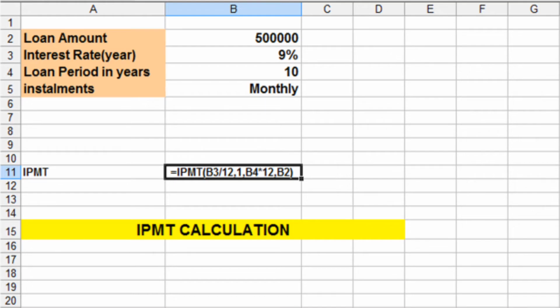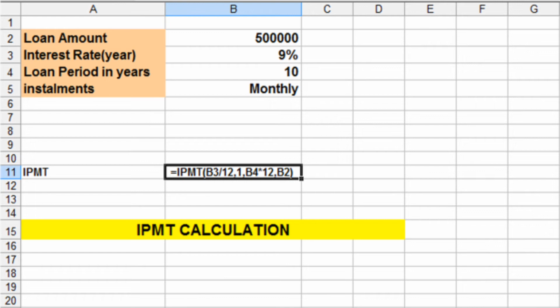Formula: equals IPMT open bracket rate, your loan interest rate, which is B3 divided by 12. Yearly interest rate is 9%. Monthly interest rate becomes 9 divided by 12. Comma. Next you have to give the period, the period for which you want to see the interest portion. For the first month, give period as 1.